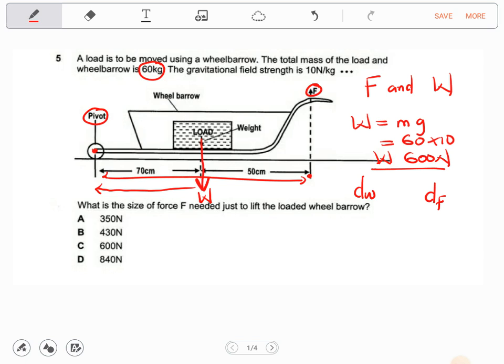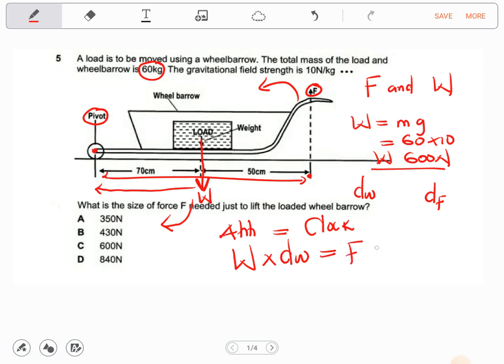Then we are going to use principles of moment, because we have this force going up, so it's going in this direction, while this one is going in this other direction. So you have the clockwise and the anti-clockwise. And according to the principles of moment, anti-clockwise should be equal to clockwise moments. So clockwise, which one do we have as clockwise? Our weight multiplied by its distance from the pivot should be equal to the force multiplied by its distance from the pivot.